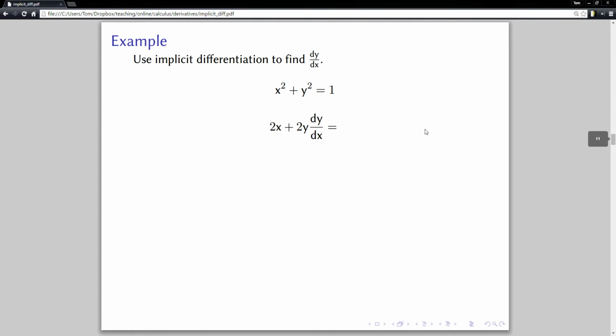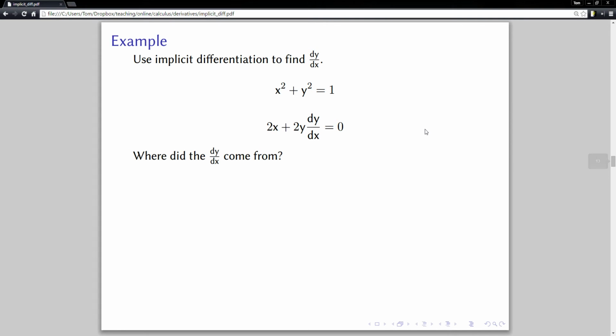And then we're going to put the equal sign. That's the entire derivative of the left side. Now take the derivative of the right-hand side. The derivative of 1, it's just a constant by itself, right? So the derivative is 0. Okay.